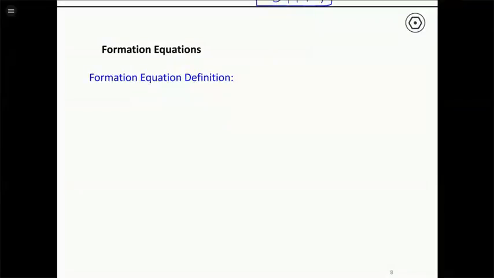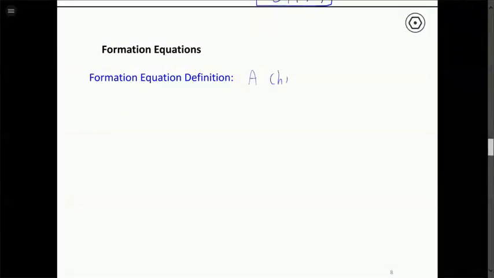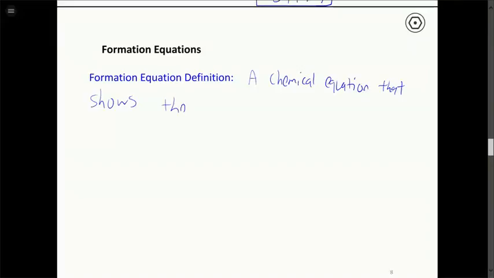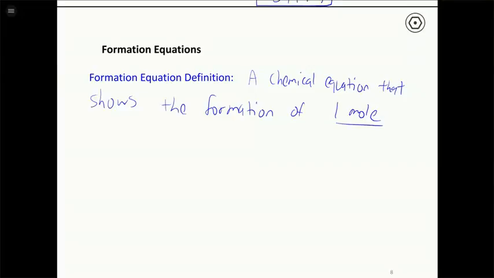So a formation equation is a specific type of chemical equation, and what exactly does it show? As the name implies, it shows the formation of something, but what is that? It's going to be 1 mole of a compound. Alright, so that's one key part, that the product side is going to just have 1 mole of a compound. And where are we going to be forming that compound from? We're going to be forming the compound from elements in their standard states.